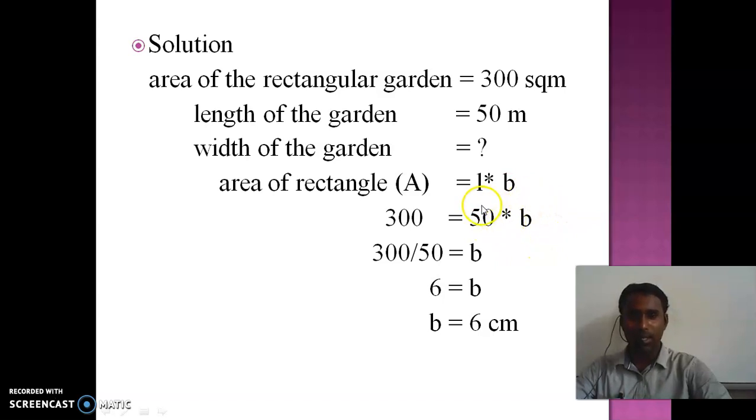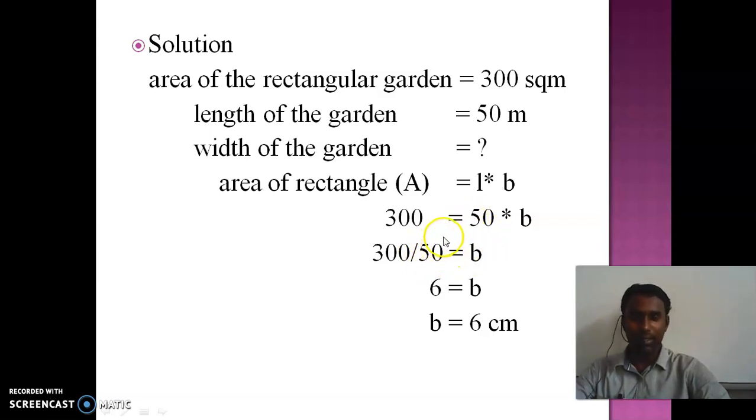So the numerical values, that means the numbers, we can transfer to one side, and the variables, that means the letters, on one side. Here 50 is multiplied with B, so the 50 will come down. If it comes down, multiplication will become division. So 300 divided by 50 is equal to B.